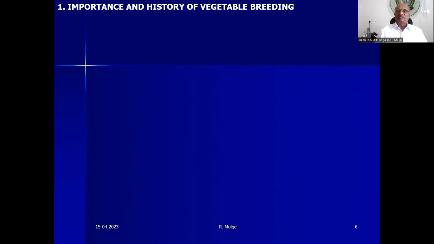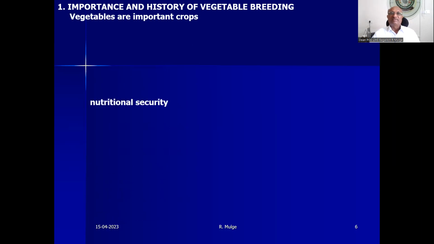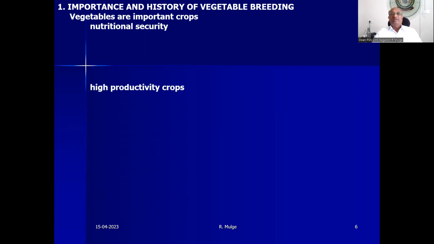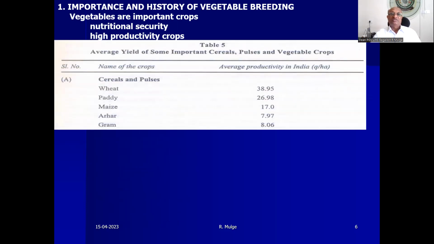Let us get into the first chapter, the importance and history of vegetable breeding. Vegetable breeding is very important because vegetable crops as such are important. Vegetables are important crops. They provide nutritional security and economic sustainability, and they have high productivity. So they are crops of importance, present and also future.